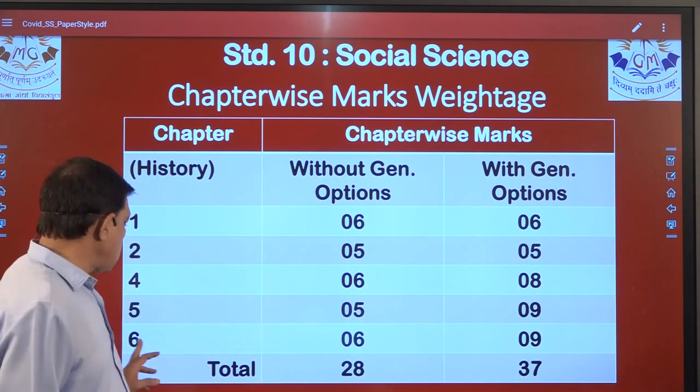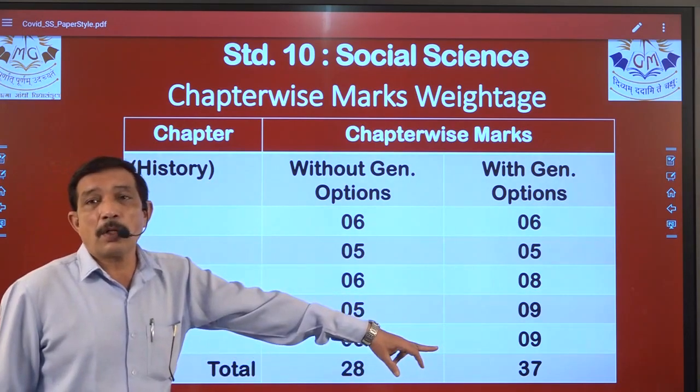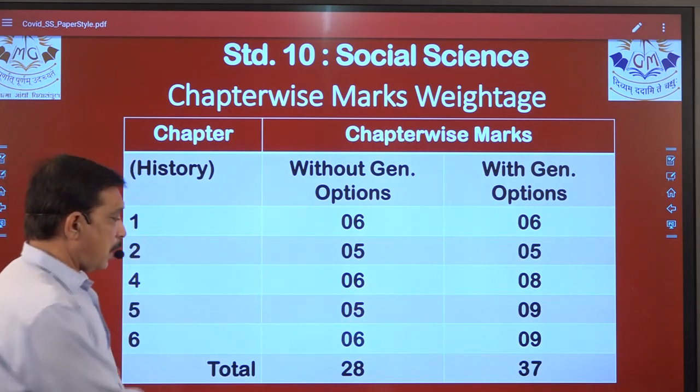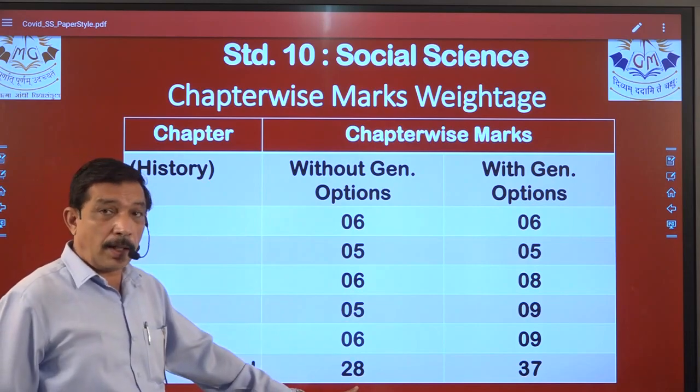That is the meaning. Same way chapter number 6 is without option 6, but there you have a 3 mark question over there. Yes, so 9 marks are given over there. This will be, that means history has a total of 28 marks.